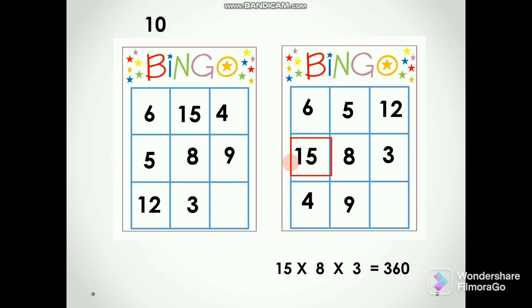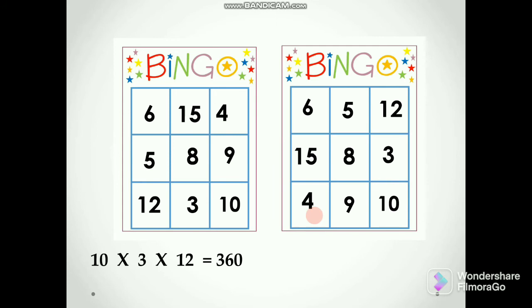So that is 10. So let's try. What if we put 10 into our one remaining spot in each card? So 10 and 10. Let's check. 10 times 3 times 12 is equal to 360. And then 10 times 4 times 9 is equal to 360, the same as our second card. So therefore, it is correct.